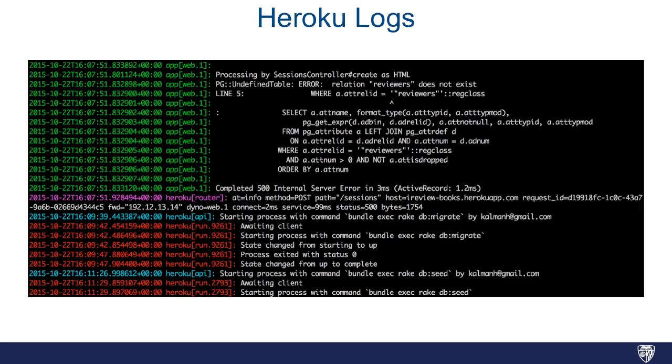Now, the message that I gave you before about something going wrong and to check your logs. If you run heroku logs in the console, you should be able to see something like this, where it says undefined table error, reviewers does not exist. So that should give you a clue about what's going on: your reviewers table does not exist on Heroku and needs to be created with heroku run rake db:migrate.